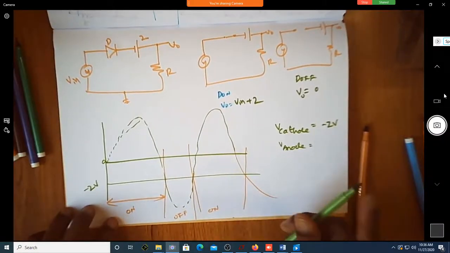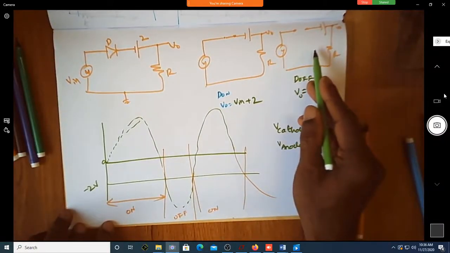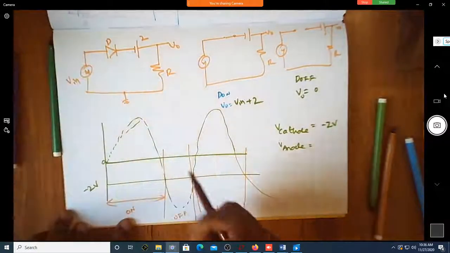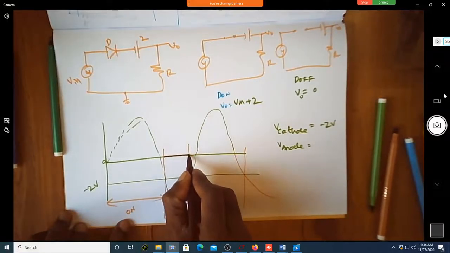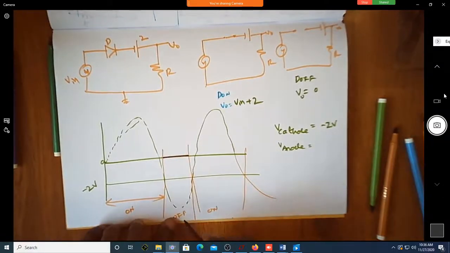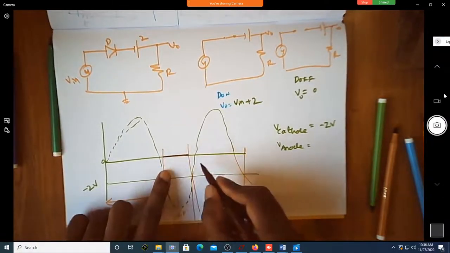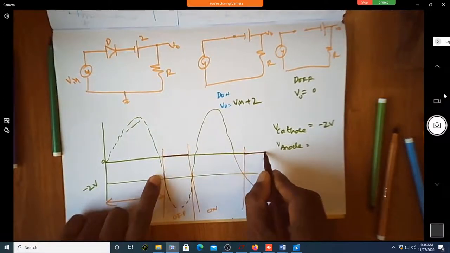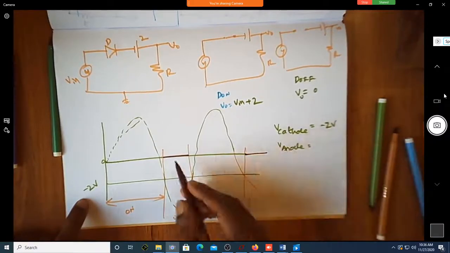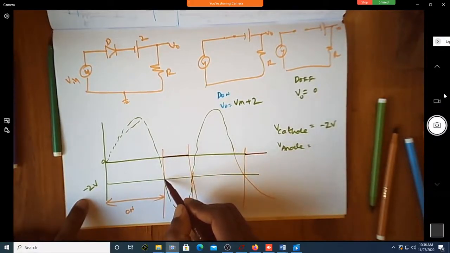Now when it is off, what is the voltage? 0 volt. So shall I write that 0 here? Correct? Yes, sir. Now here, because this is off, this is again off here. When it is off, what are the voltage at this point now?